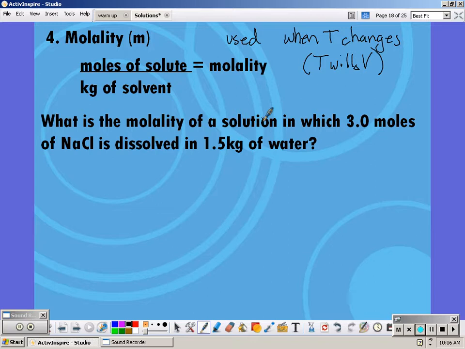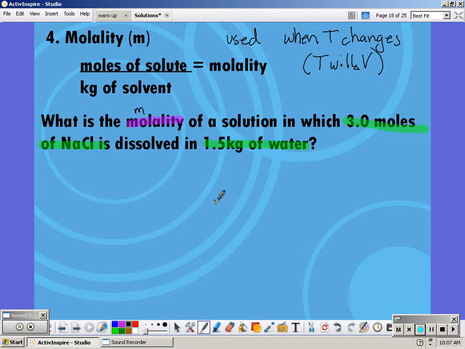Alright, in this first example, a very easy example, we have 3 moles of sodium chloride and 1.5 kilograms of water, and we're looking for the molality. Don't read these questions too quickly or you might see molarity instead of molality, so do take your time with that. It's important to know which one is a solute and which one is a solvent.